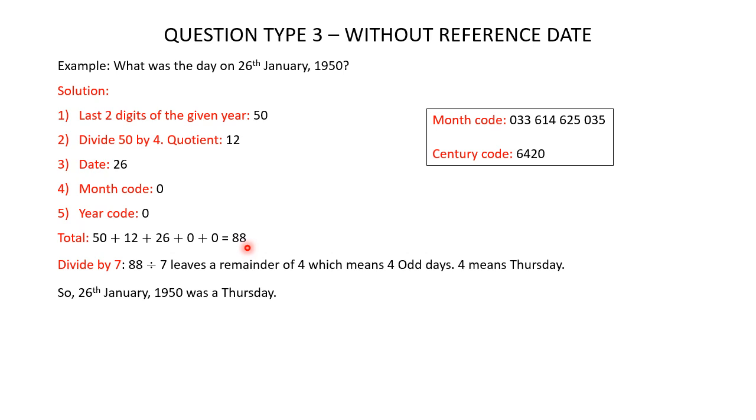Now find the number of odd days for 88 by dividing by 7. So 88 divided by 7 leaves a remainder of 4, which means there are 4 odd days. Now we know that 4 means Thursday. So 26 January 1950 was a Thursday.